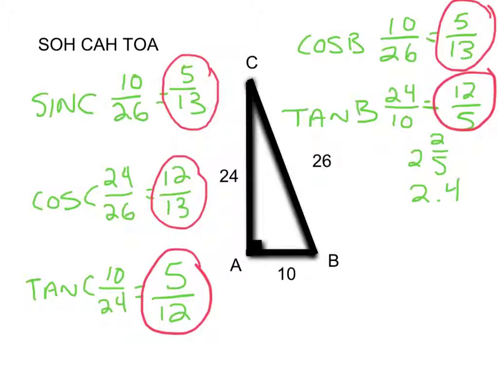I'll accept any of those answers, but that's just kind of an introductory into trigonometry. The big thing that we've got to remember here is SOHCAHTOA. And that's sine is opposite over hypotenuse, cosine is adjacent over hypotenuse, and tangent is opposite over adjacent.